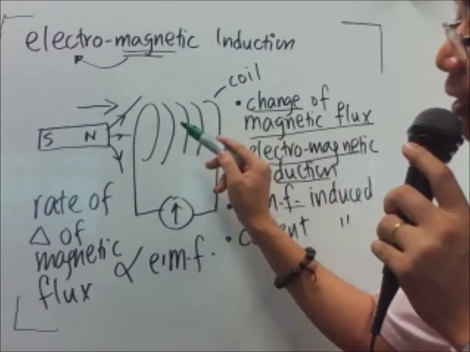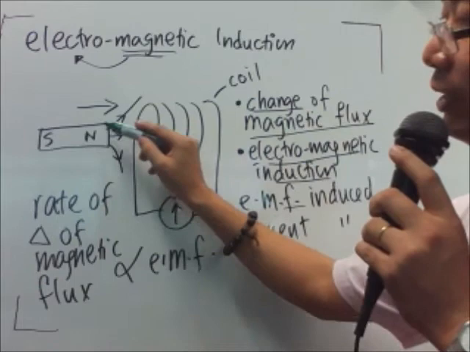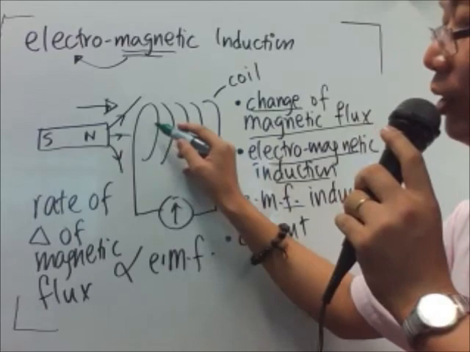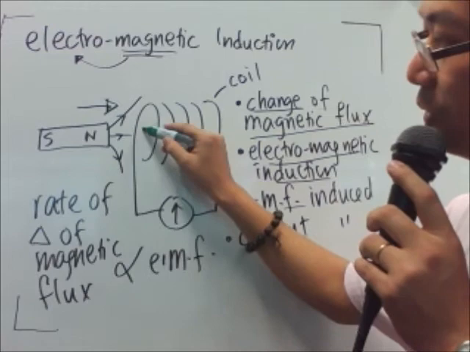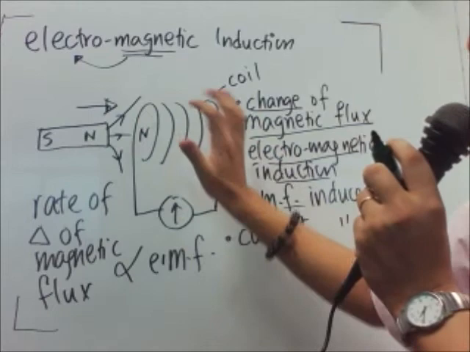Now, lastly, which direction would the induced current be when we push in the North Pole? We have to use Lenz's law. As I push in the North Pole, Lenz's law states that the induced current will try to oppose the change, which means that when I try to push in, it tries to push out. So a North Pole will be induced here. Using the right-hand grip rule, this is North. So the induced current will be in this direction.